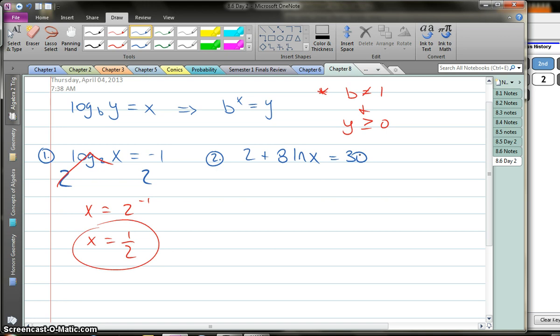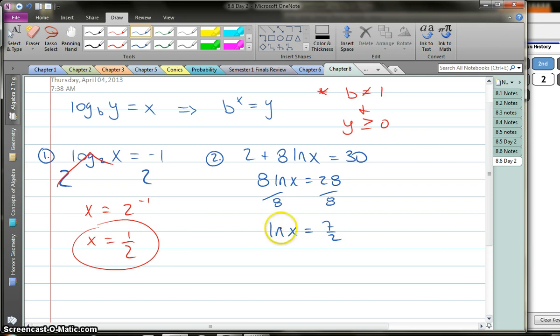2 plus 8 times the natural log of x equals 30. So let's subtract the 2. So 8 times the natural log of x equals 28. Let's divide by 8. So I have the natural log of x is equal to 28 over 8, 7 halves if you divide them both by 4.